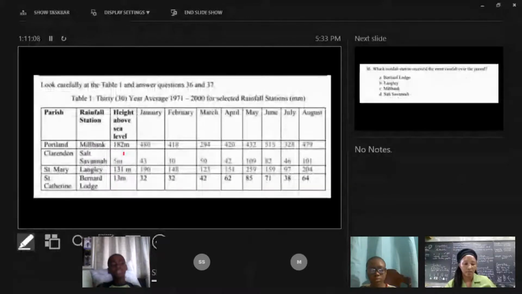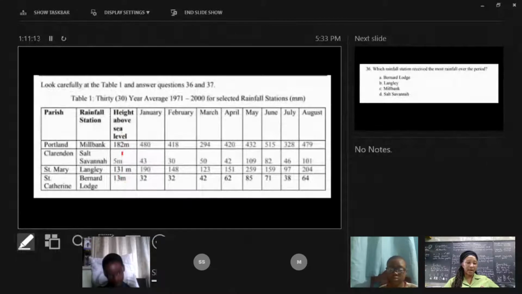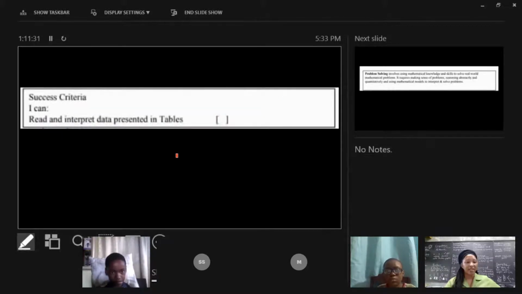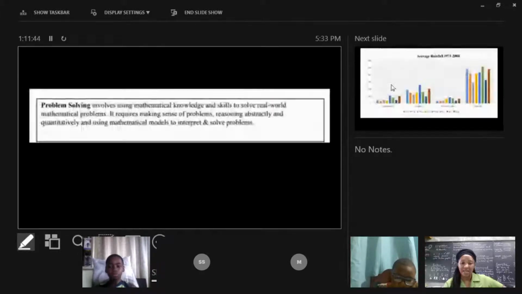All right, so this is the height above sea level, and Millbank is the highest, right? 182, and we did say Millbank got the highest amount of rainfall, so that is correct. So it's A, the higher the weather station, the more rainfall it receives. And the success criteria, we should be able to say, I can read and interpret data presented in tables.